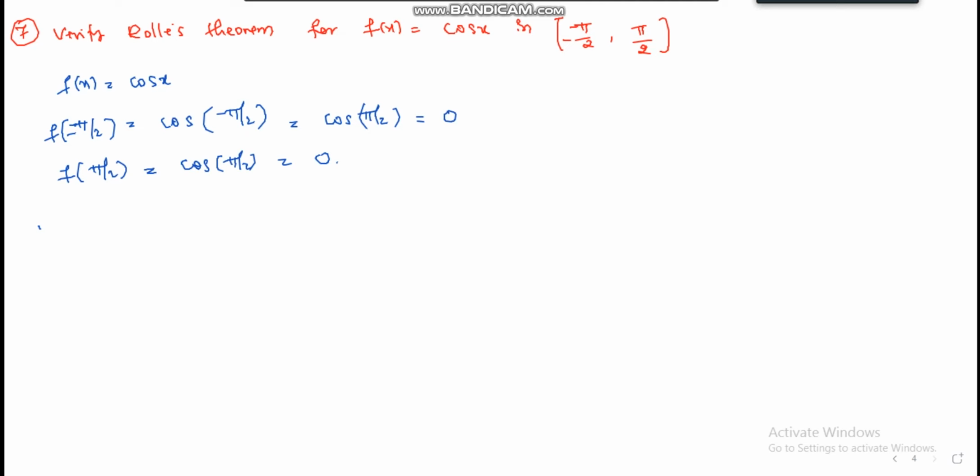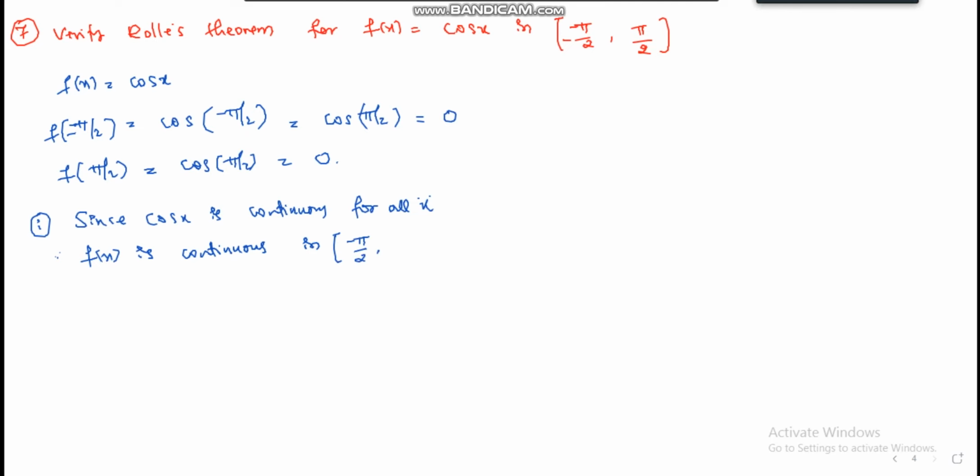In the first condition, we know that cos x is continuous for all x. Therefore f of x is continuous in the closed interval minus pi by 2 comma pi by 2. This is the first condition. We go for the second one.